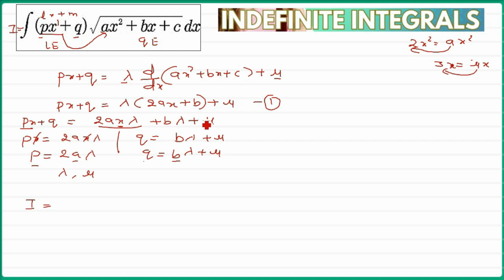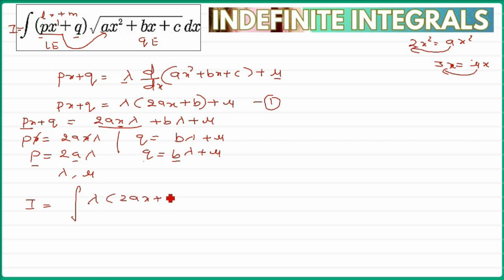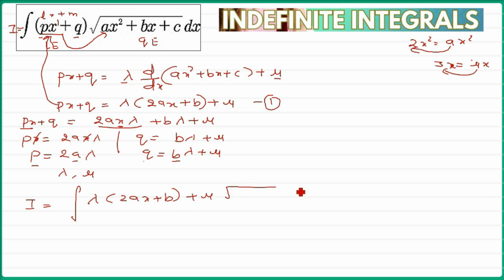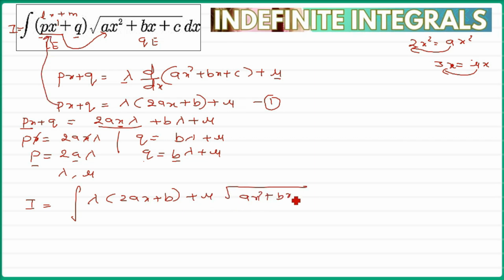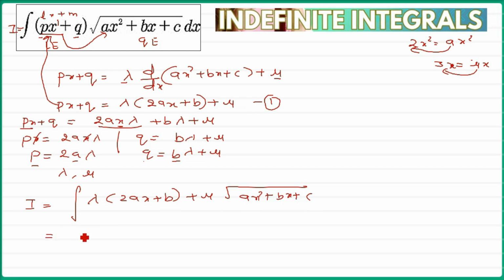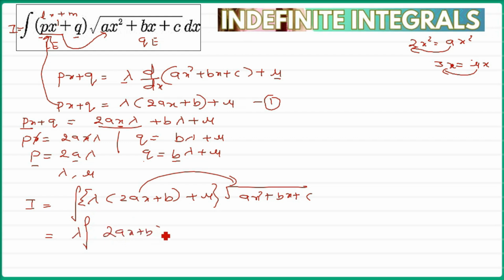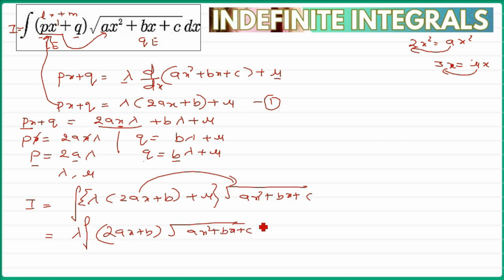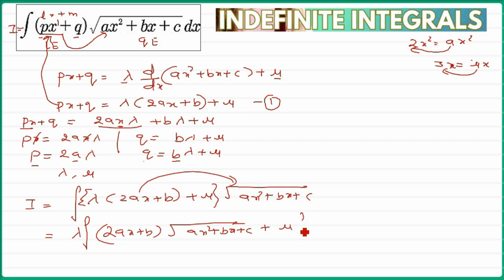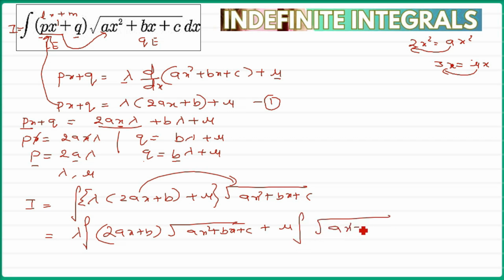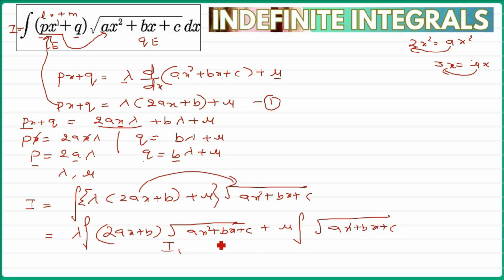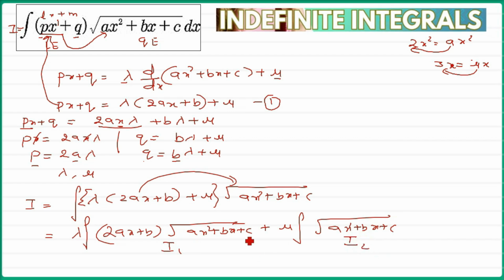So in place of px plus q, I am writing lambda into 2ax plus b, plus mu, and then we have inside the root ax square plus bx plus c. Now let's multiply this. The integration will be lambda into 2ax plus b multiplied with the square root of ax square plus bx plus c first. So lambda we can take outside. Then we have mu, which can be taken outside, and inside this we have the square root of ax square plus bx plus c. Now let's call the first one I1 and the other part I2.